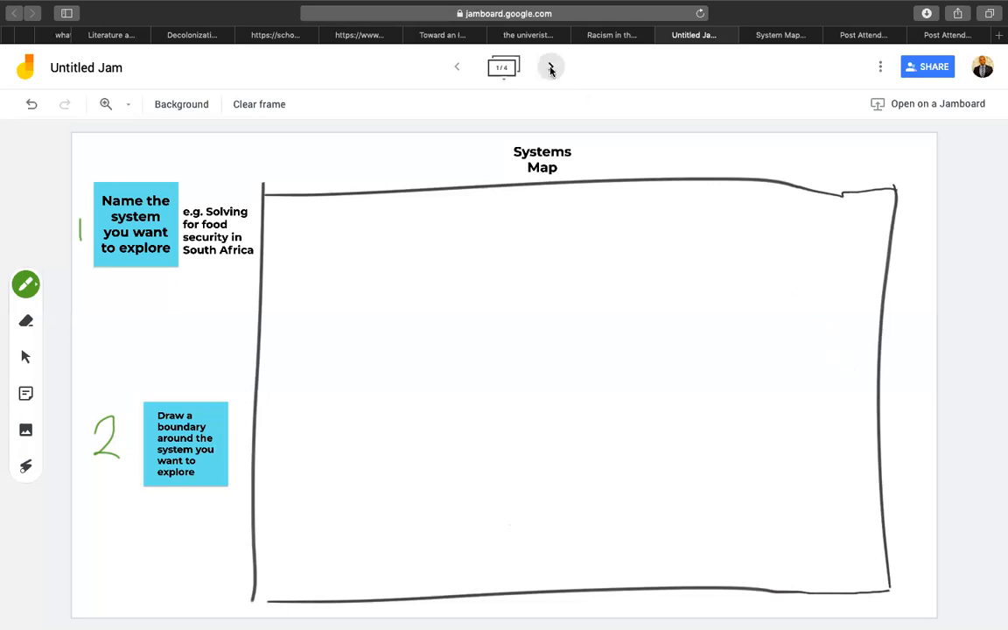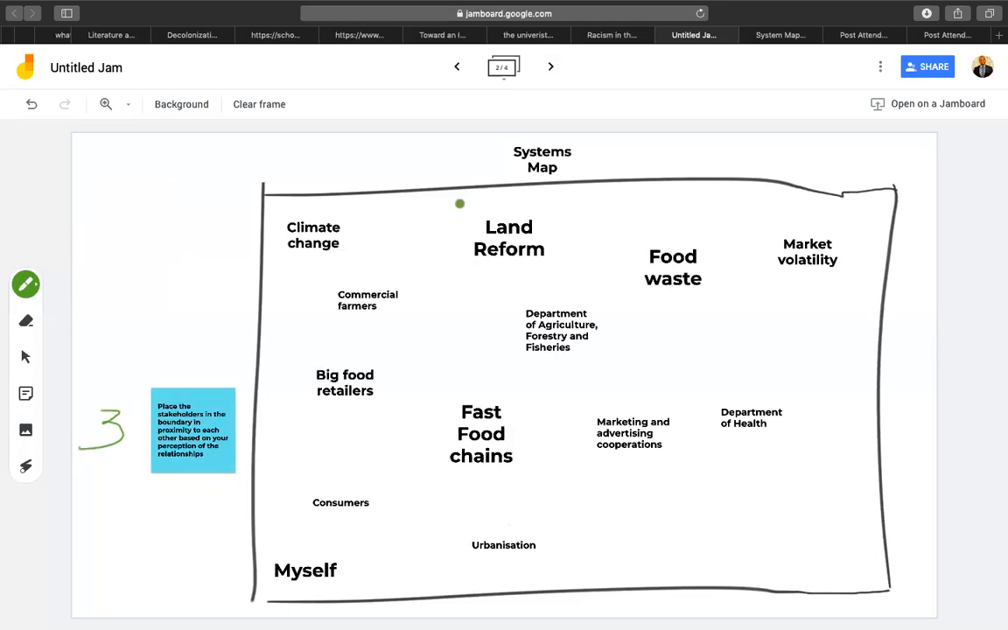The third step is to place the stakeholders or players, including yourself, within the boundary. And you need to be mindful of the distance and power relations between the players. In solving for food security, in my case, I am thinking of food security forces of access, availability, and utilization.